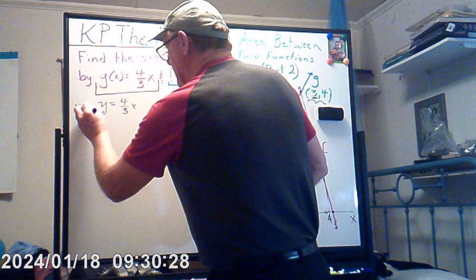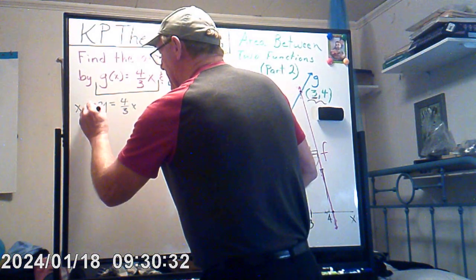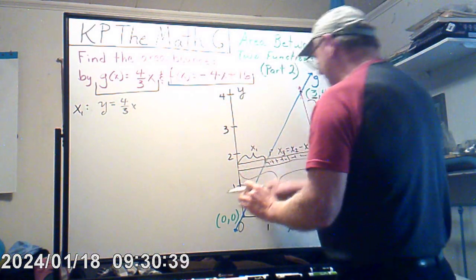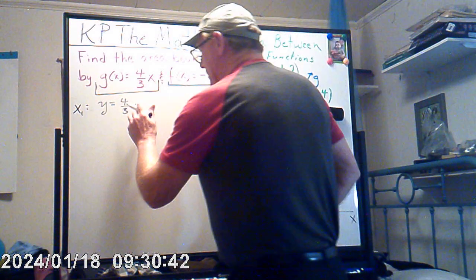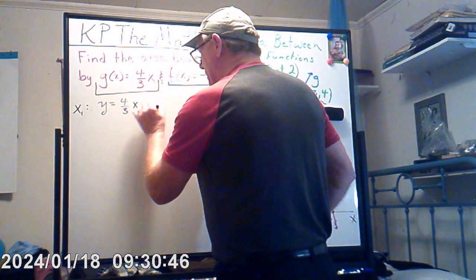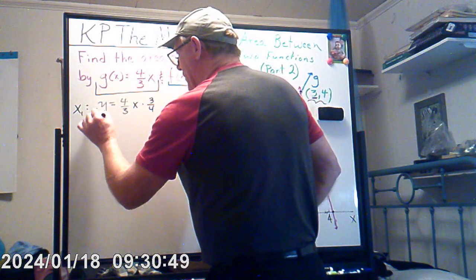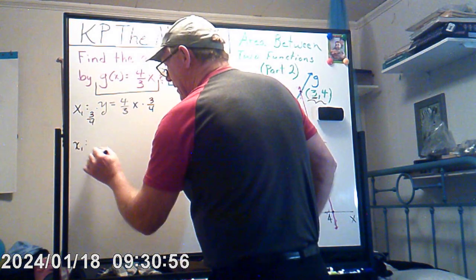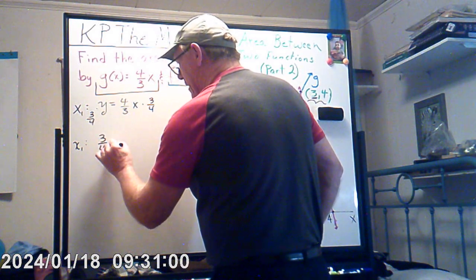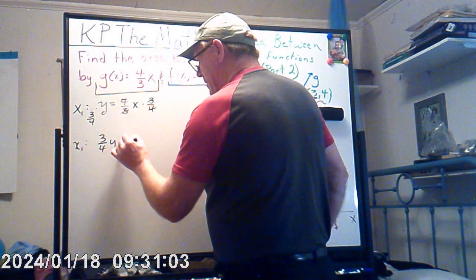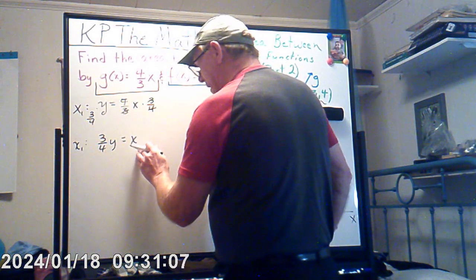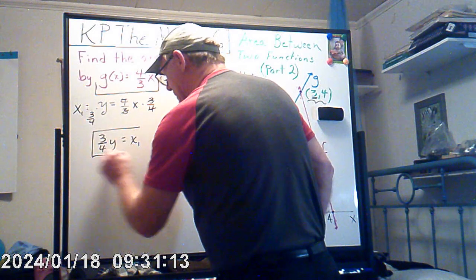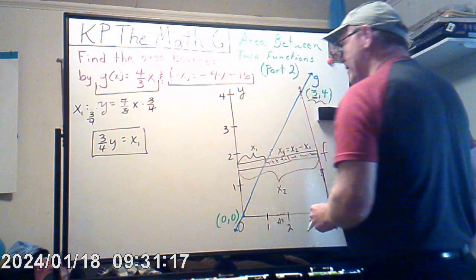This is x1 right here. That's this distance from here, because I'm touching this line of g right here. Now I'm going to solve this. I'm going to multiply this side by 3/4 and this side by 3/4. So what I have here is x1 is 3/4 y, and then of course all this divides out and that equals x. So this is actually x1 right here, 3/4 y. Okay, there it is.